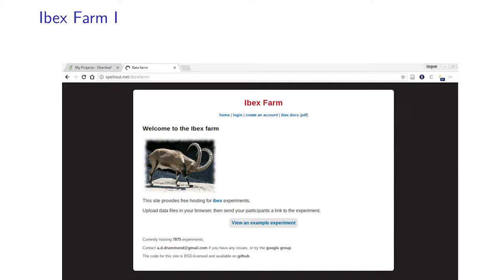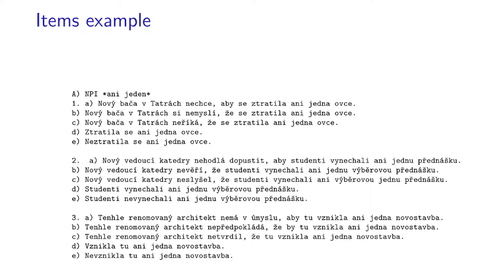So the participants logged into this IBEX farm, and they were presented with these sentences. I alas cannot show you how the page looked, I didn't make a snapshot of it, but they were presented with this Latin square design.